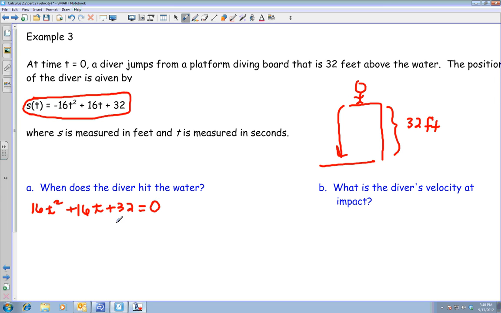Now this is a quadratic equation. I know that because it's squared. There's lots of ways we can solve quadratic equations. I can factor, I can use the quadratic formula, I can graph it and see where it crosses the x-axis. On this one, you can either use your ACT program and plug it into the quadratic formula. This one is easily factored though. I'm going to show you how I would factor it out. I'm going to factor out a 16.